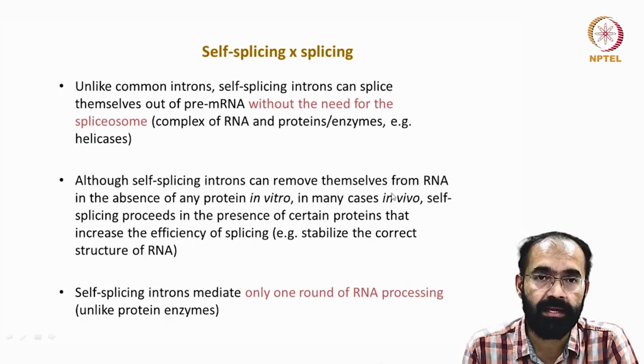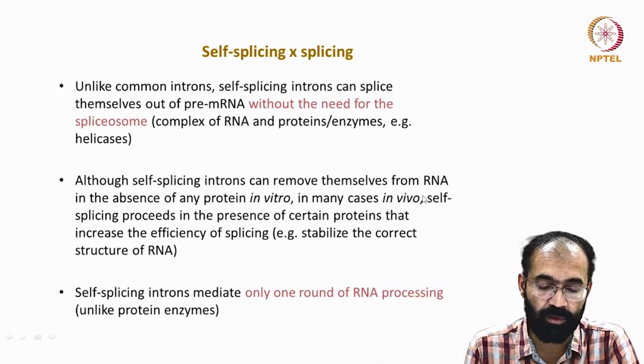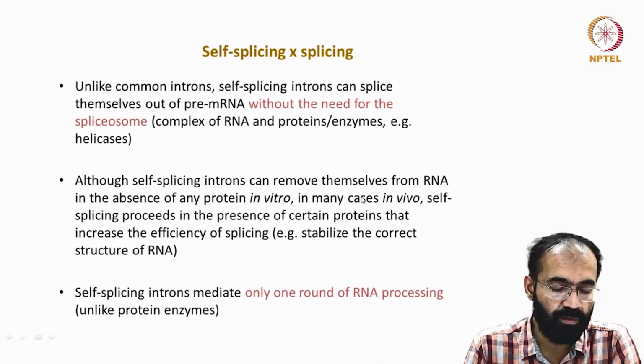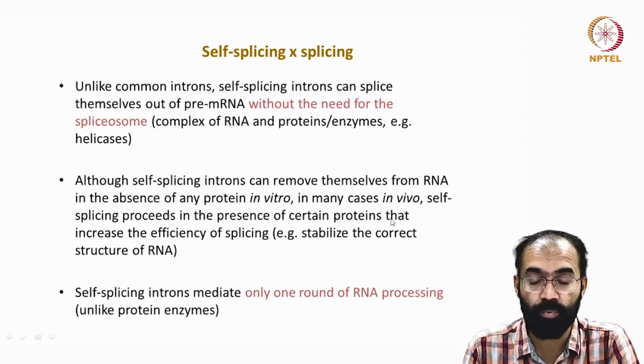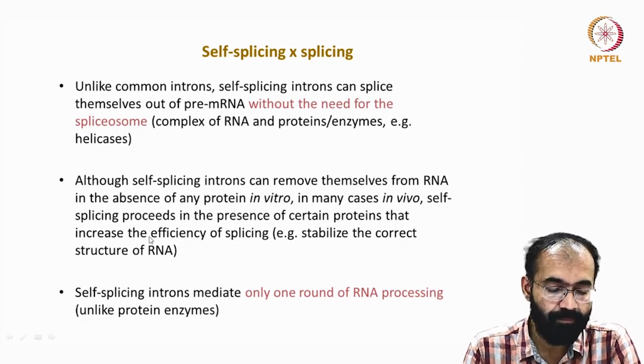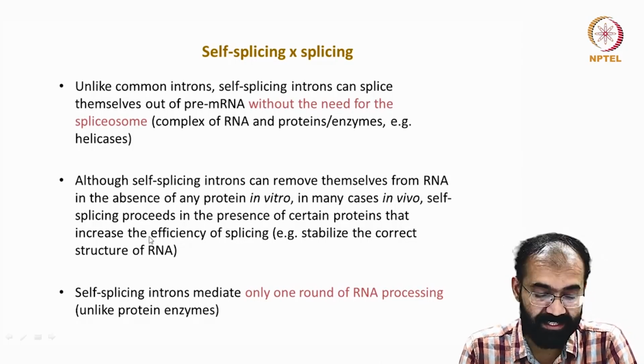So inside the real scenario, that is in vivo. In many cases in vivo, self-splicing proceeds in the presence of certain proteins that increase the efficiency of splicing.